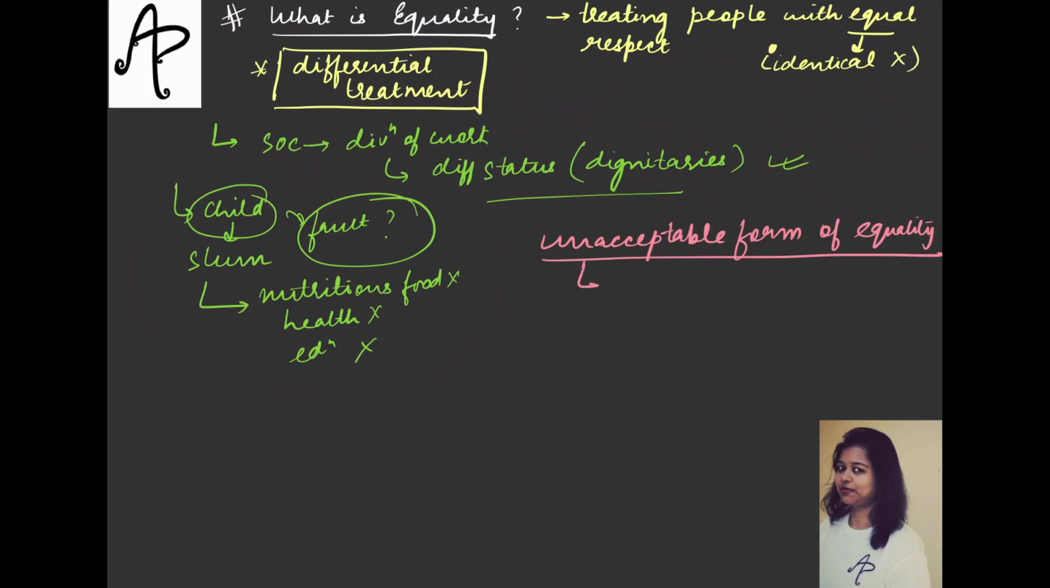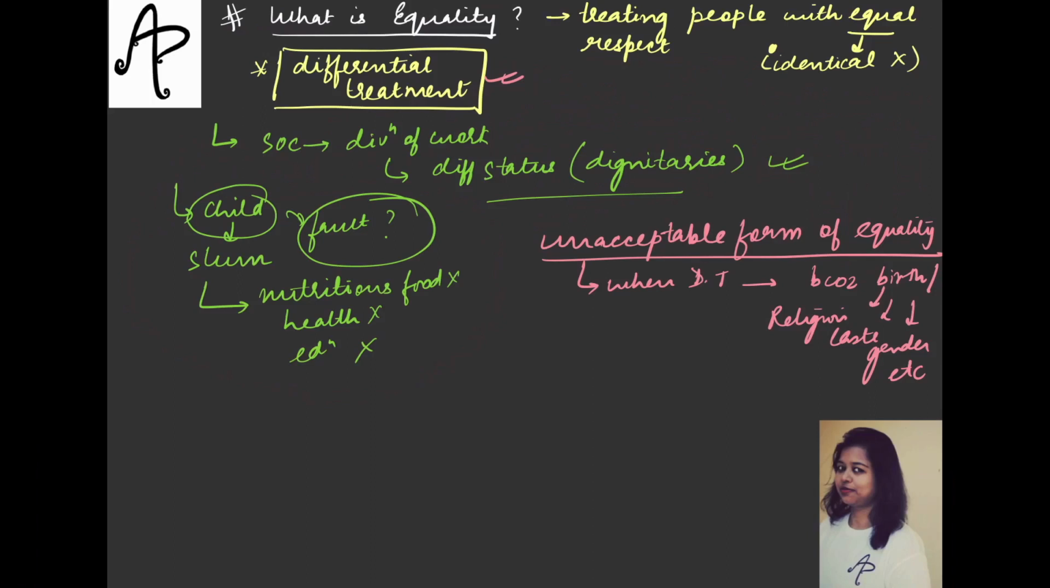So when this differential treatment is given to people because of their birth, कि इनका बर्थ जो है वो किसी स्पेसिफिक रिलीजन में हुआ है या कास्ट में या जेंडर में एट्सेट्रा. So if the basis of differential treatment becomes such a basis, then that is not what we are going to accept as a form of equality.